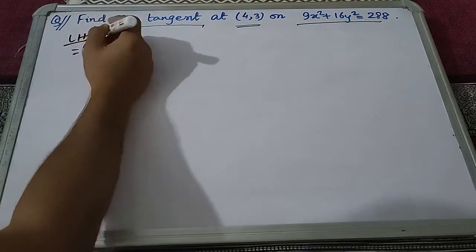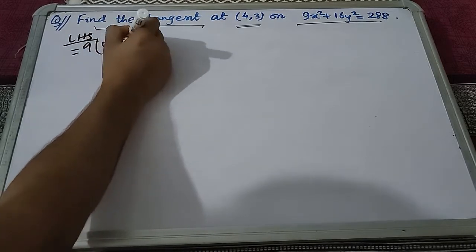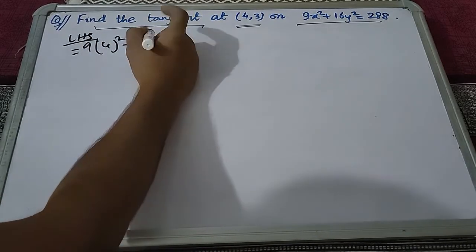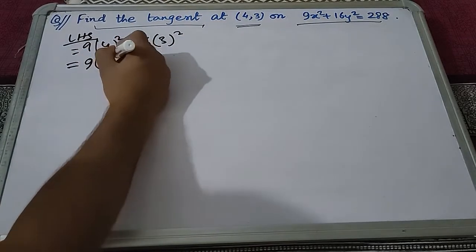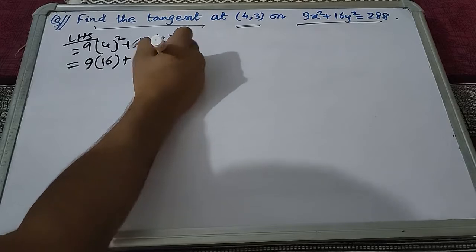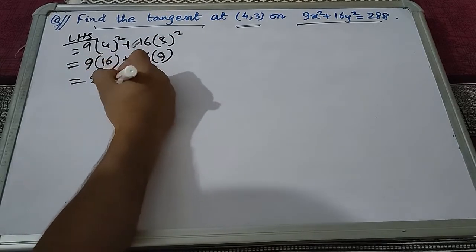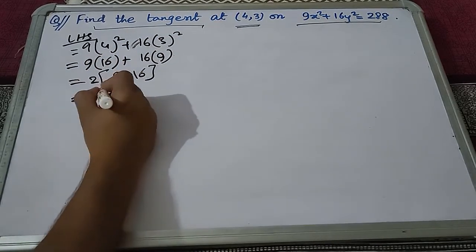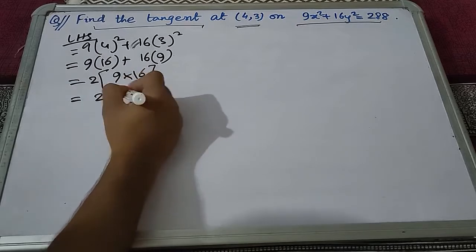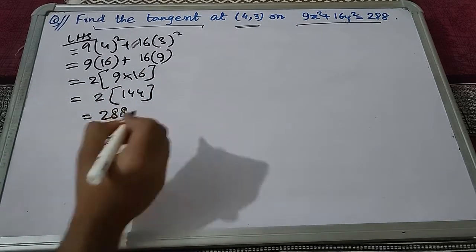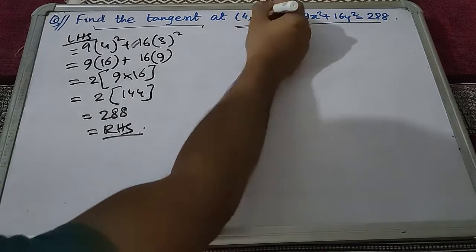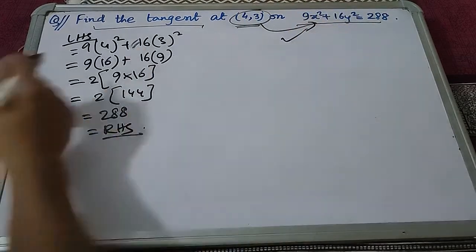Okay, 9 into 4 square plus 16 into 3 square. This is 9 into 16 plus 16 into 9. So this is actually 2 into 9 into 16. This is 2 into 144, which is equal to 288, which equals the RHS. Therefore we can say that this point 4,3 lies on this.